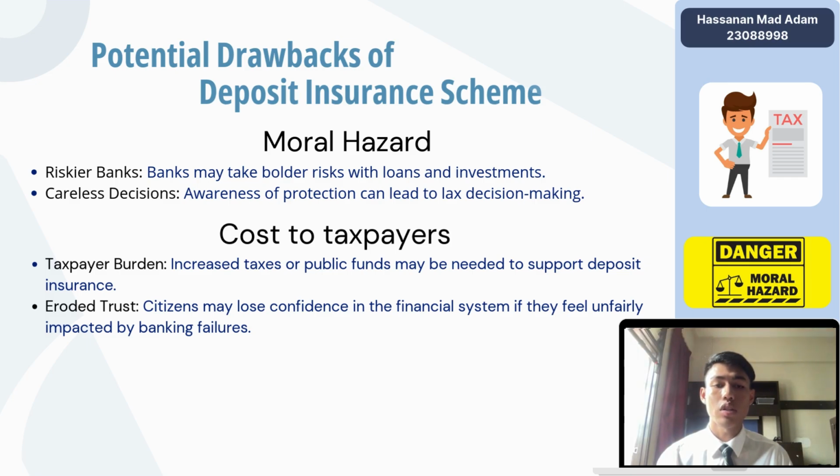banks fail simultaneously. Government then steps in, using public money to protect depositors. This often means higher taxes or cuts from other public services, directly impacting citizens. Taxpayers may lose confidence in the system, feeling unfairly burdened by irresponsible banking practices.